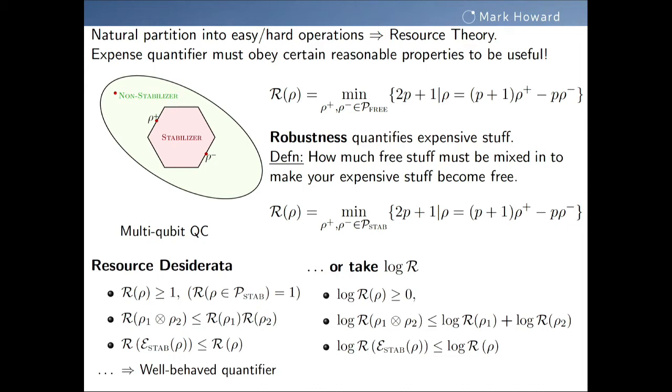And we've shown it for this stabilizer resource theory. Other people have shown it for the other ones. So what you want is something like faithfulness, so that the robustness of a state inside this free region is 1, and everything outside it has robustness greater than 1. It also obeys submultiplicativity. So if you take 2 copies of a state and look at the robustness, that's going to be less than or equal to the robustness of that state squared. And then it's non-increasing under stabilizer operations, so it's monotonic. So overall, that's a well-behaved quantifier. Some people would prefer that you could just take the log of this quantity that we've defined, and then you'd find that the baseline level is 0, and submultiplicativity becomes subadditivity. That's just personal preference.